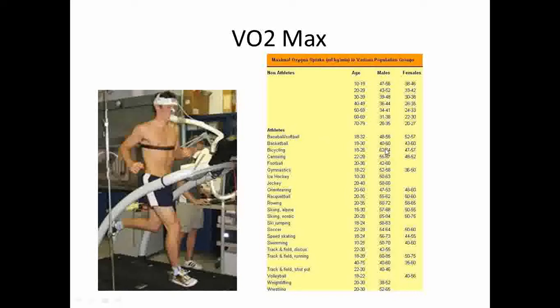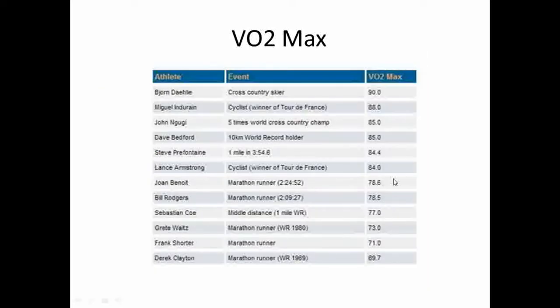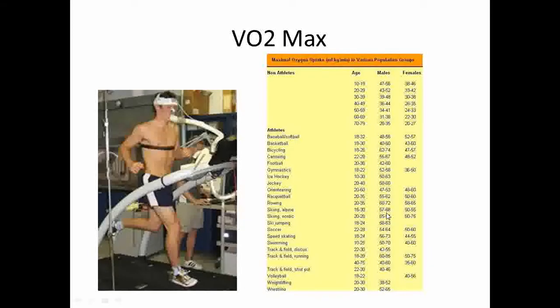Different sports require higher VO2 max scores as well. For example, the aerobic events such as rowing, alpine skiing, Nordic skiing, where there's very little concentration of oxygen at high altitude. Things like soccer and speed skating and swimming rely on a high VO2 max, whereas some of the less aerobic sports don't require as high a VO2 max. For example, discus here, which is a very anaerobic sport, generally athletes don't have a very high VO2 max score.